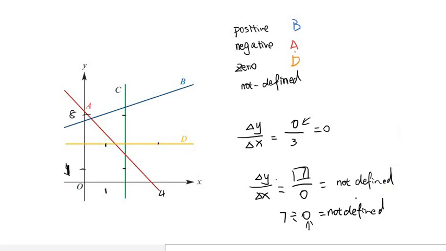So if you go back to our basic formula, the change in y based on the change in x, there's no change in x at all. So the gradient is unspecified, not defined, undefinable.